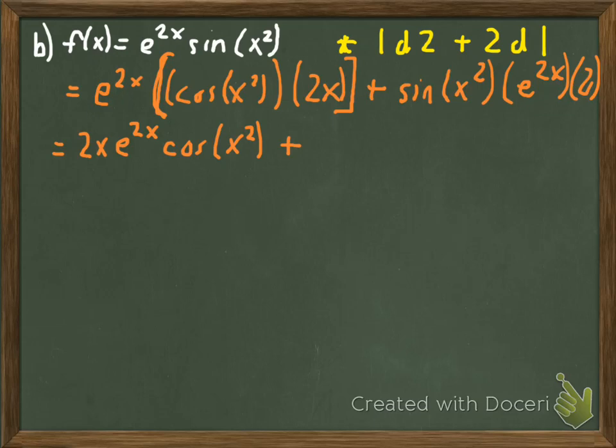Plus, and we can just simply make this second term right there into 2e to the 2x sine of x squared. Alright, and then this next part is helpful sometimes. It doesn't do a whole lot for this particular problem, but you're going to notice that there are some common factors between these two terms. We've got a 2e to the 2x in the first term, and we got a 2e to the 2x in the second term. So we're going to go ahead and factor that out.